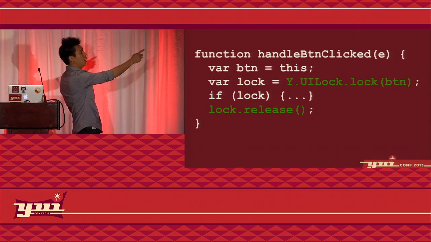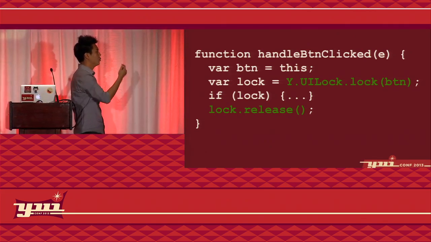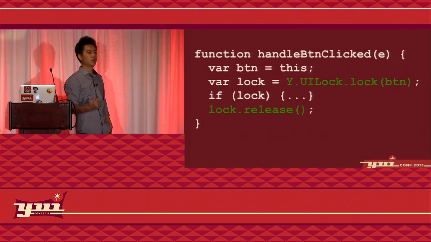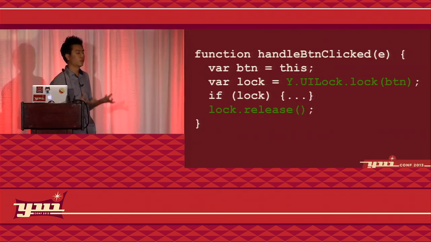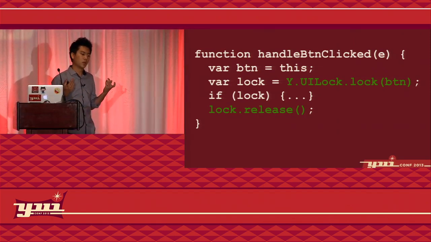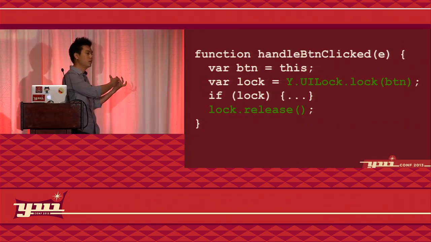It's called Y.UILock. We lock the button and release it only when the first API call is complete, so that we can prevent users from calling the API multiple times while the first one is already being transacted.